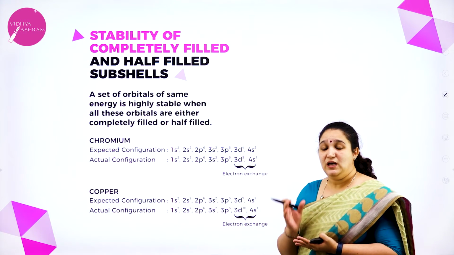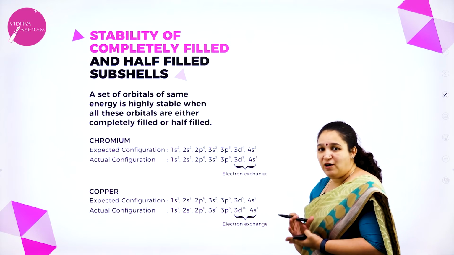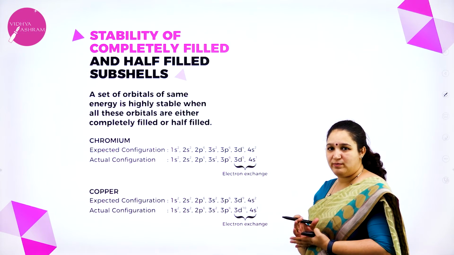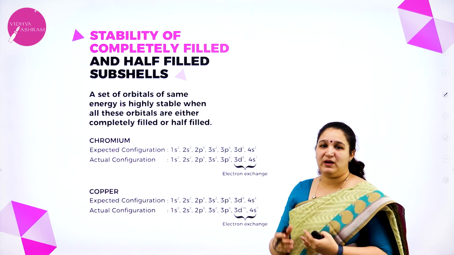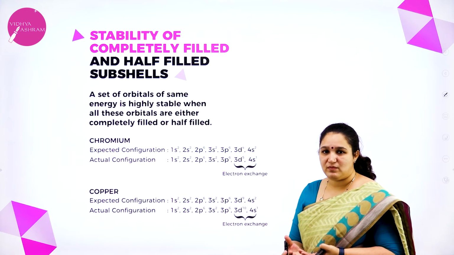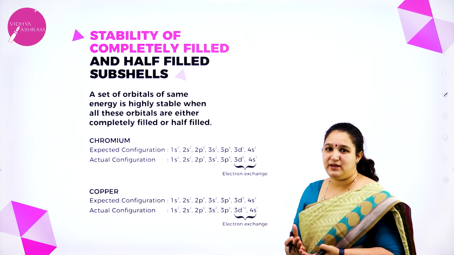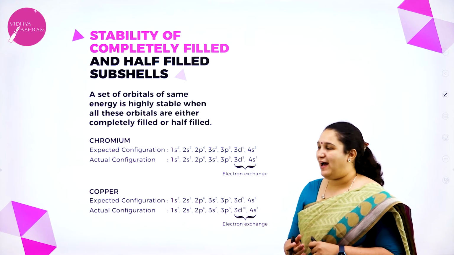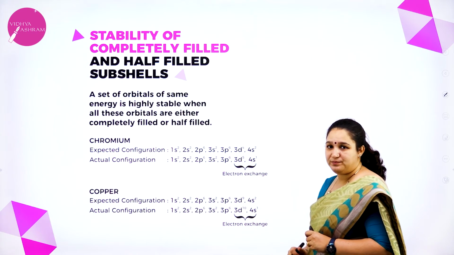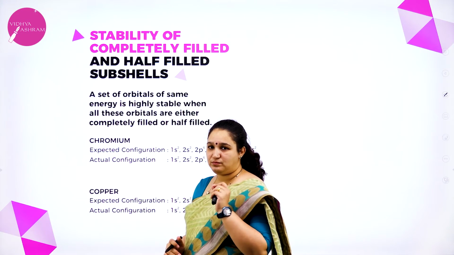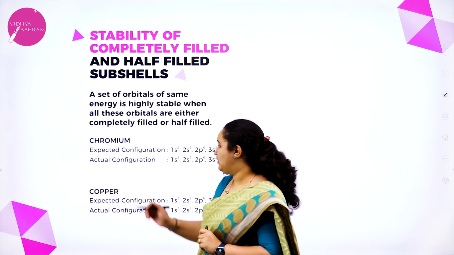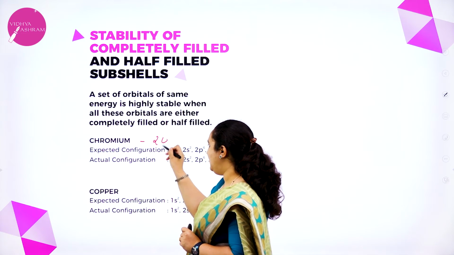That is because if they have half filled or completely filled orbitals, those atoms or those elements will become extra stable. They get extra stability. 2 exceptions what you have is chromium and copper. See, chromium has got the atomic number 24. What is it? Atomic number is 24.